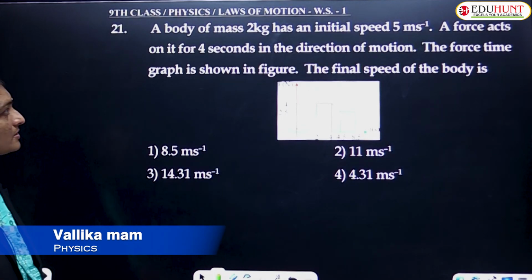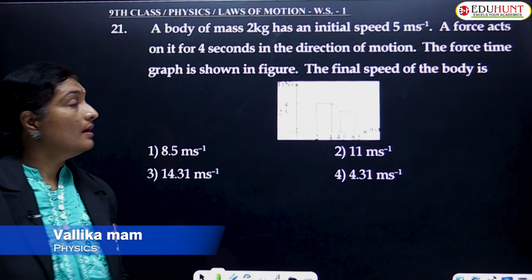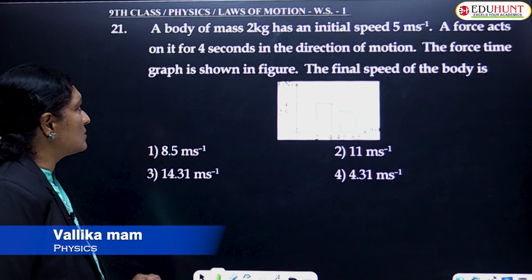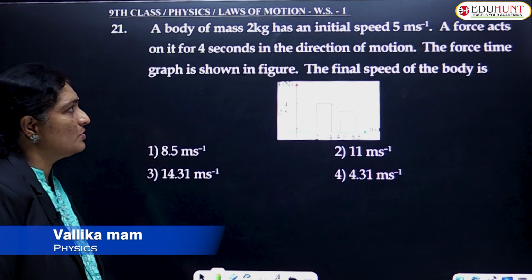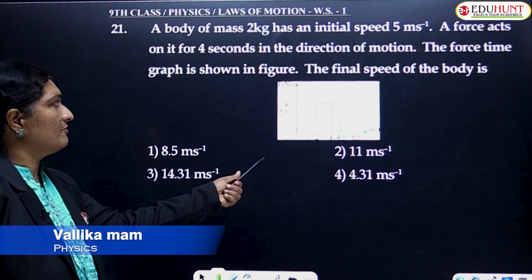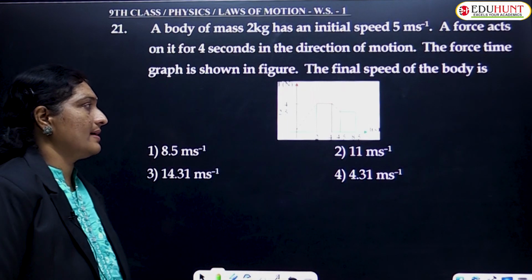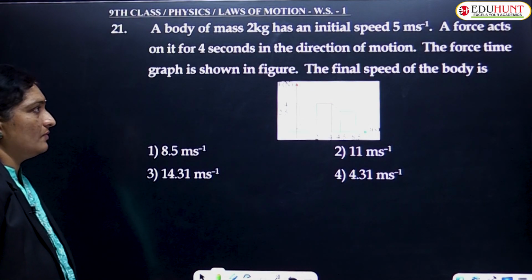21st, a body of mass 2 kg has an initial speed of 5 meter per second. So initial speed u is given as 5 meter per second. A force acts on it for 4 seconds, time is given as 4 seconds, in the direction of motion. The force time graph is shown in the figure. So on the y-axis force is taken, on the x-axis time is taken. You are asked to find the final speed of the body.